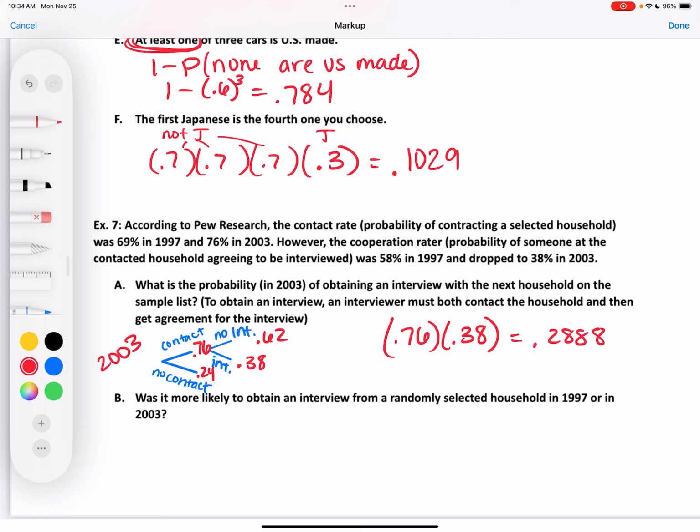So then for 1997, contact was 69%, so 0.69, times getting an interview was 58%, so 0.58. We multiply those, which gives us 0.4002. So which one's more likely? 1997.